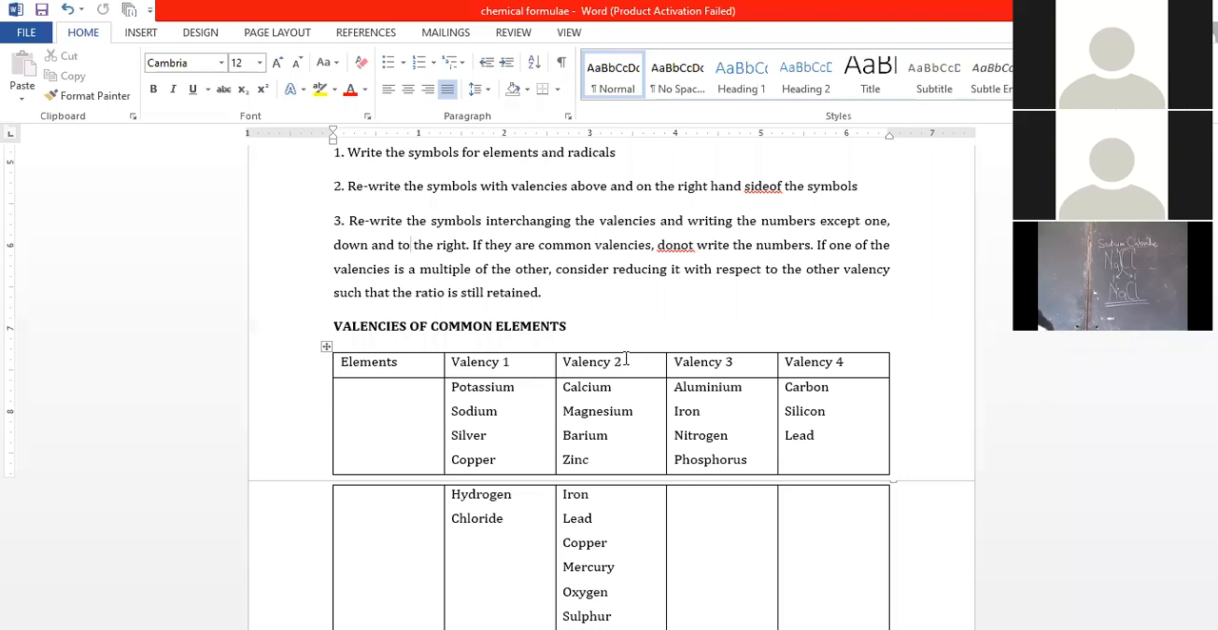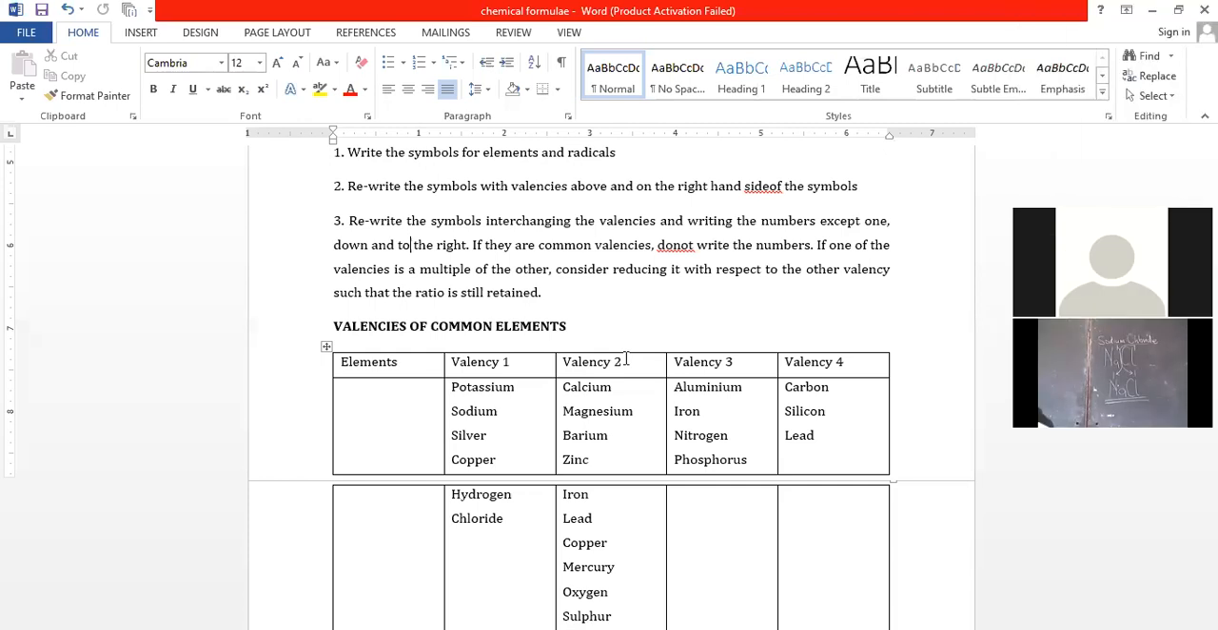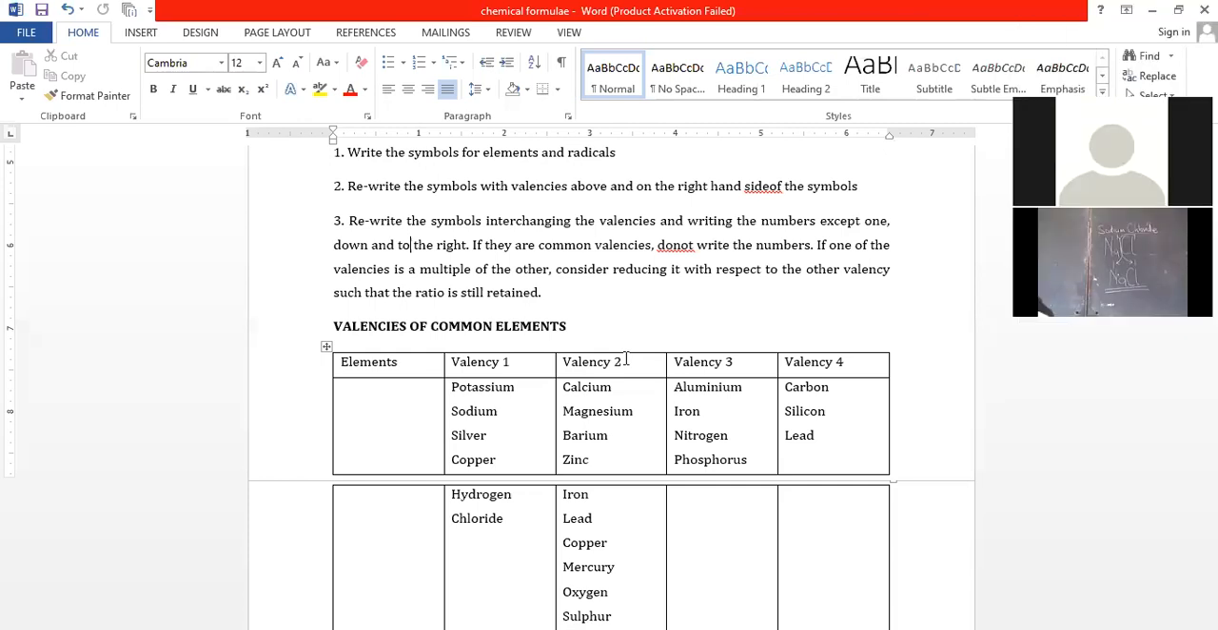Valence 2. Examples of elements with valence 2. Faith. Elements with valency 2 are calcium, magnesium, barium, zinc, iron, lead, copper, mercury, oxygen, sulfur. What do we note about copper from those 2 columns? We note that copper has 2 valencies, 1 and 2. Thank you very much. So we know that there are some elements that use more than 1 valence. And one example so far is copper.